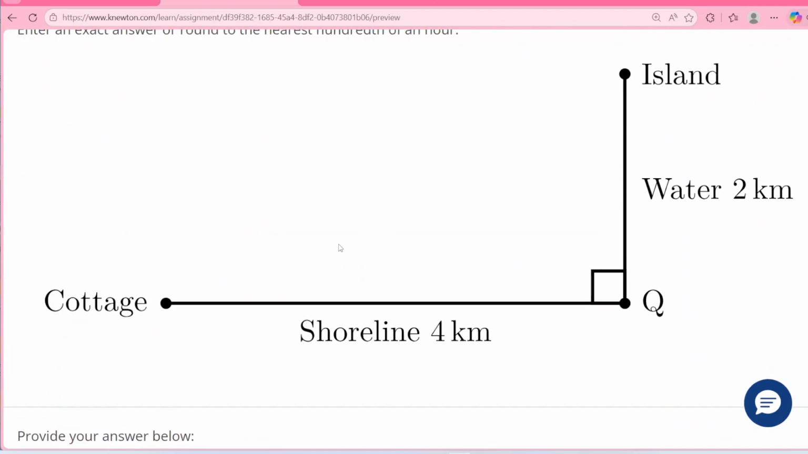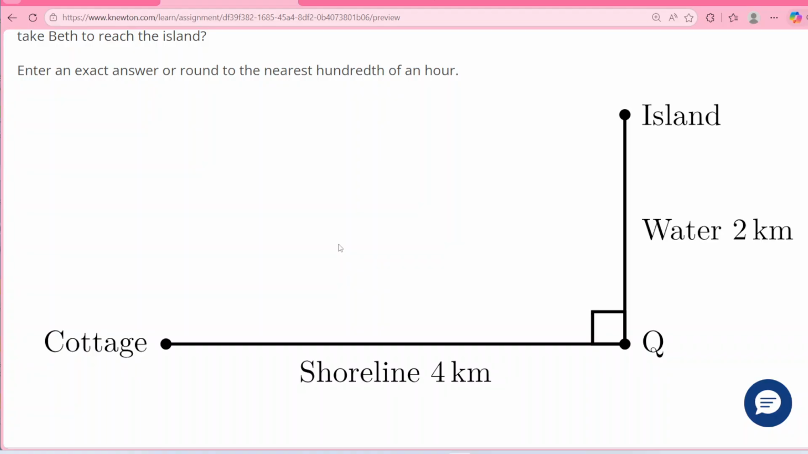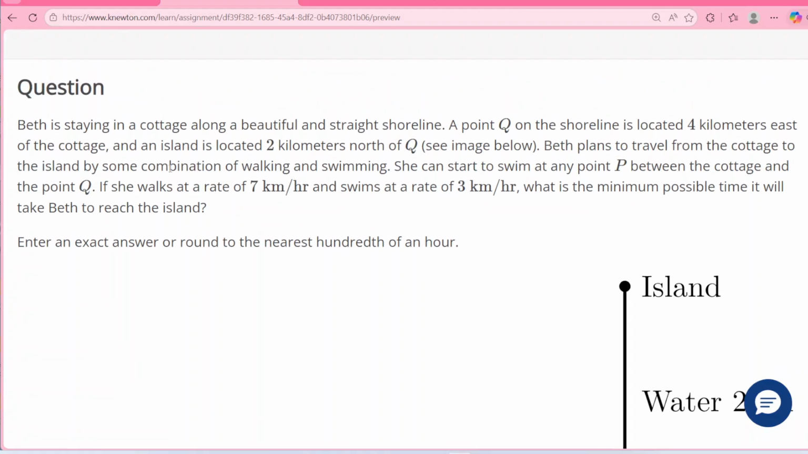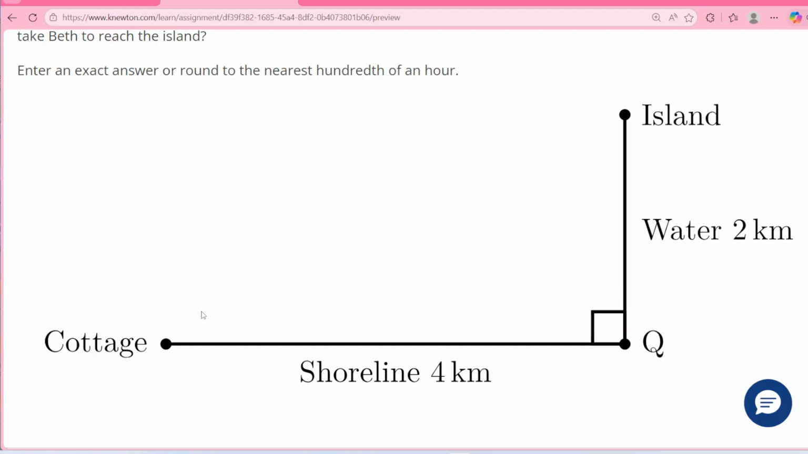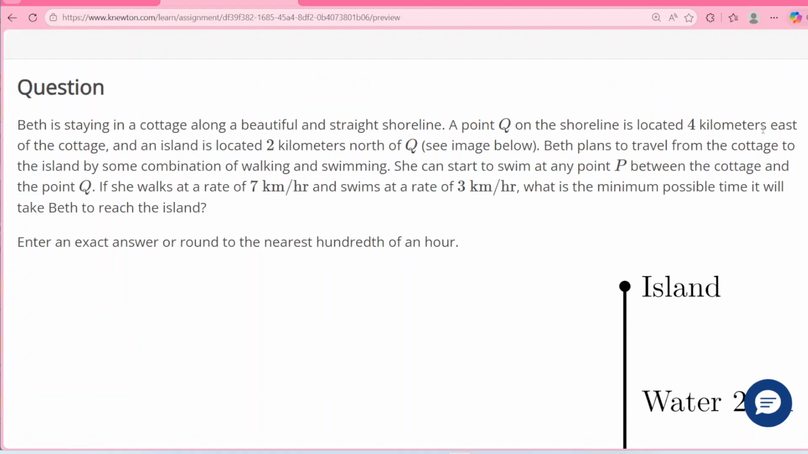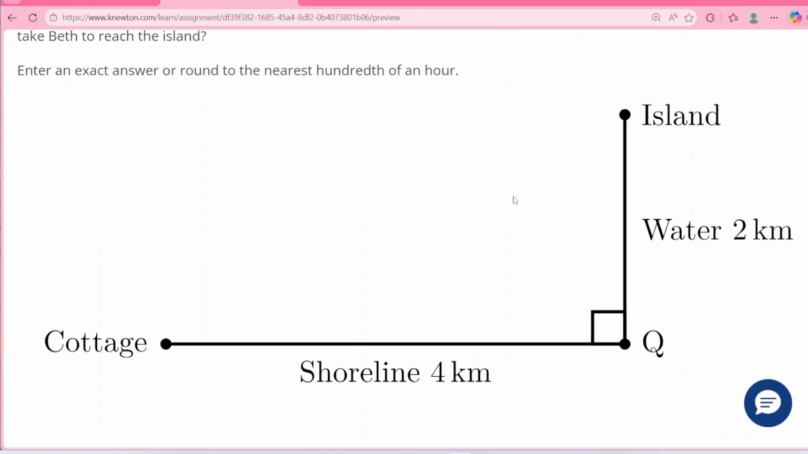All right. So this is another one with a diagram drawn for us. So Beth is staying in a cottage along a beautiful and straight shoreline. So there's this cottage over here, shoreline that's at least 4 kilometers long. A point Q on the shoreline is located 4 kilometers east of the cottage, and an island is located 2 kilometers north of Q. All right, so there's this point Q, 4 kilometers east of the cottage. This island that's 2 kilometers north.